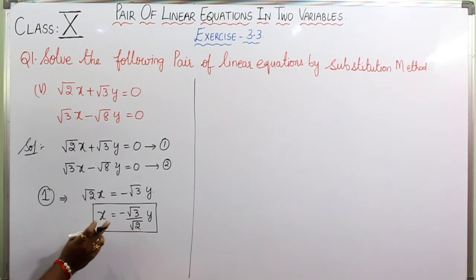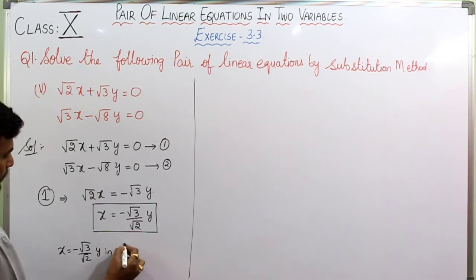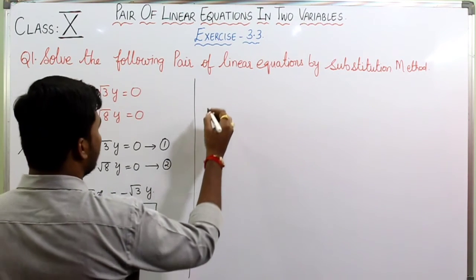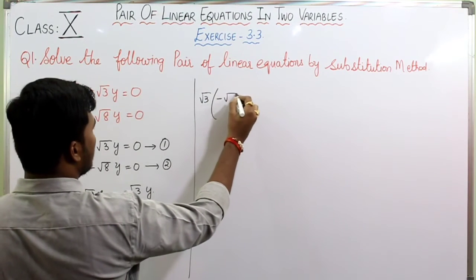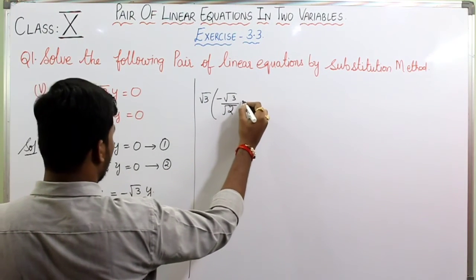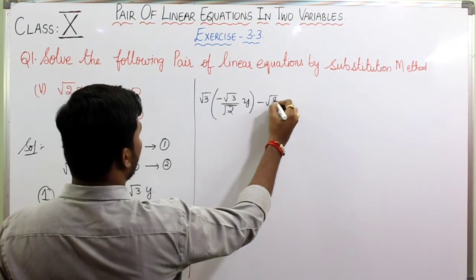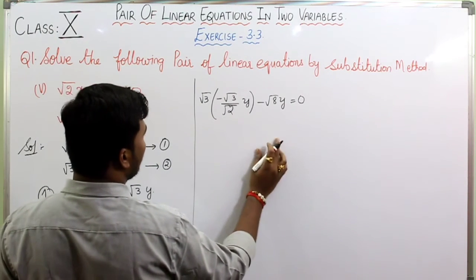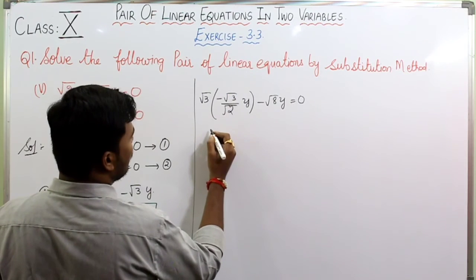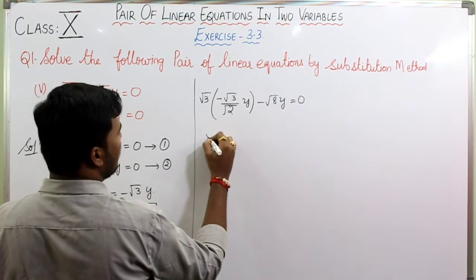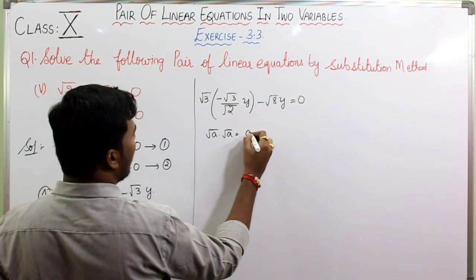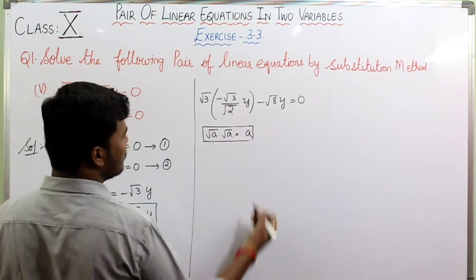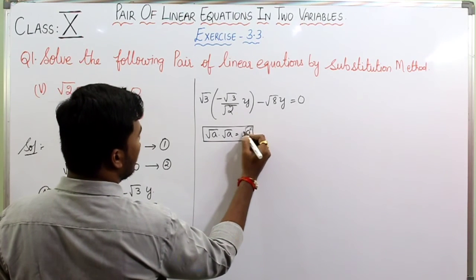Okay, this is the x value. Let us substitute this x value in the second equation. x is equal to minus root 3 by root 2 y. In the second equation, it will become root 3 into minus root 3 by root 2 y minus root 8y is equal to 0. So here, if you can see properly, we have root 3 into root 3. Root a into root a will become a, because the square root gets cancelled and we are left with a.